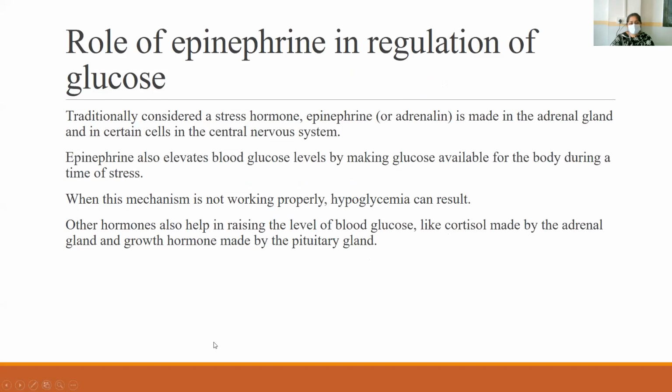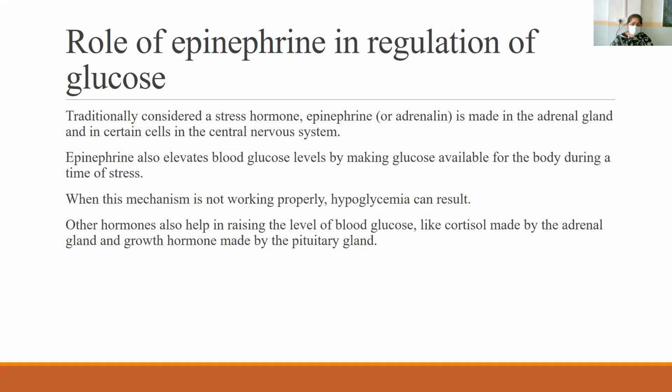Now coming to the role of epinephrine in regulation of glucose. Traditionally it is considered a stress hormone. Epinephrine is called the flight hormone. Whenever you are scared, suppose you are asked to come and stand in front of the stage and speak something suddenly, you get a high release of epinephrine, you get tense and you start shivering, things like that. But this also happens when you're stressed out. When you're stressed, there's also a lot of release of epinephrine.